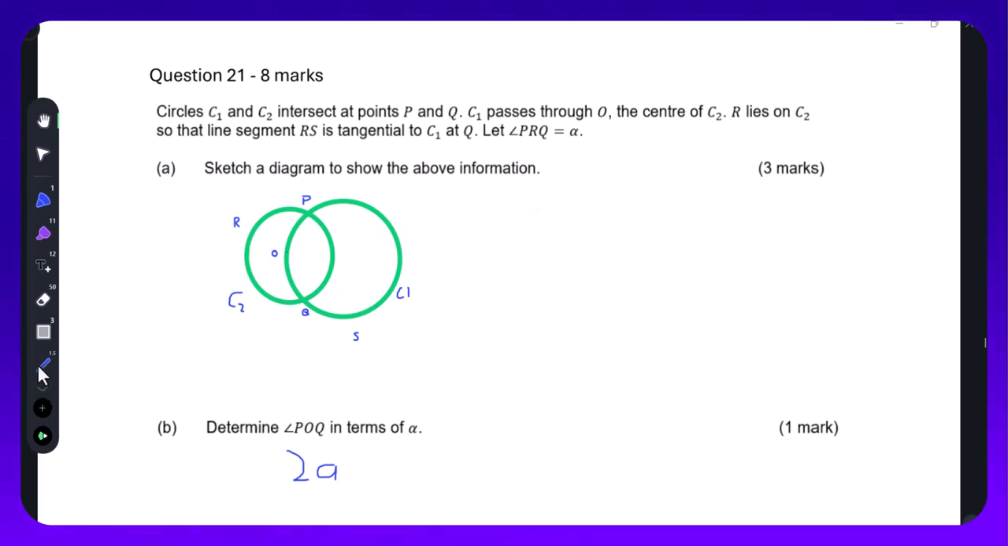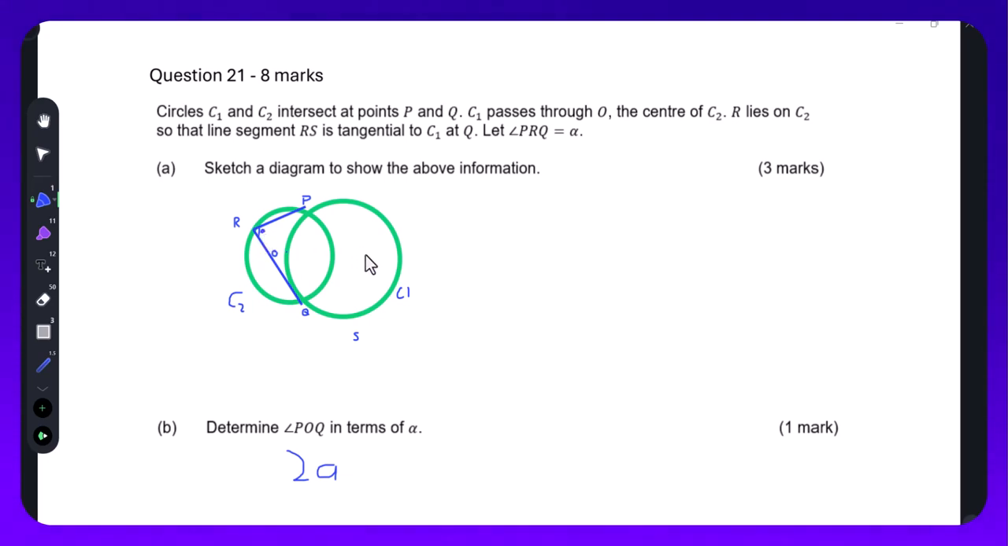Okay, I've just gone straight into my drawing. I will just do this last little part of angle PRQ equals A. PRQ equals A. That angle there equals A.